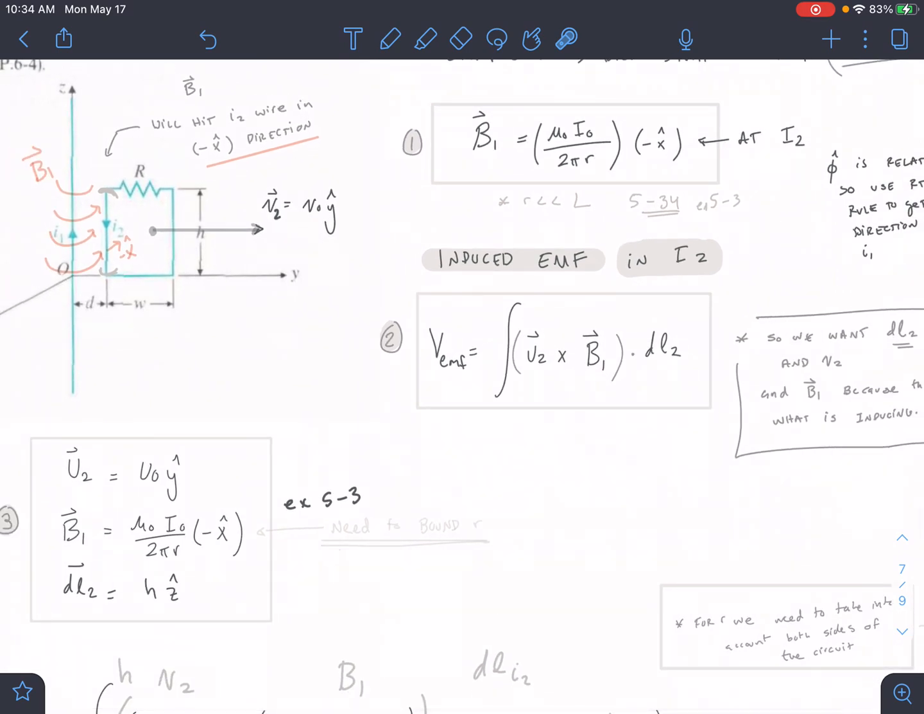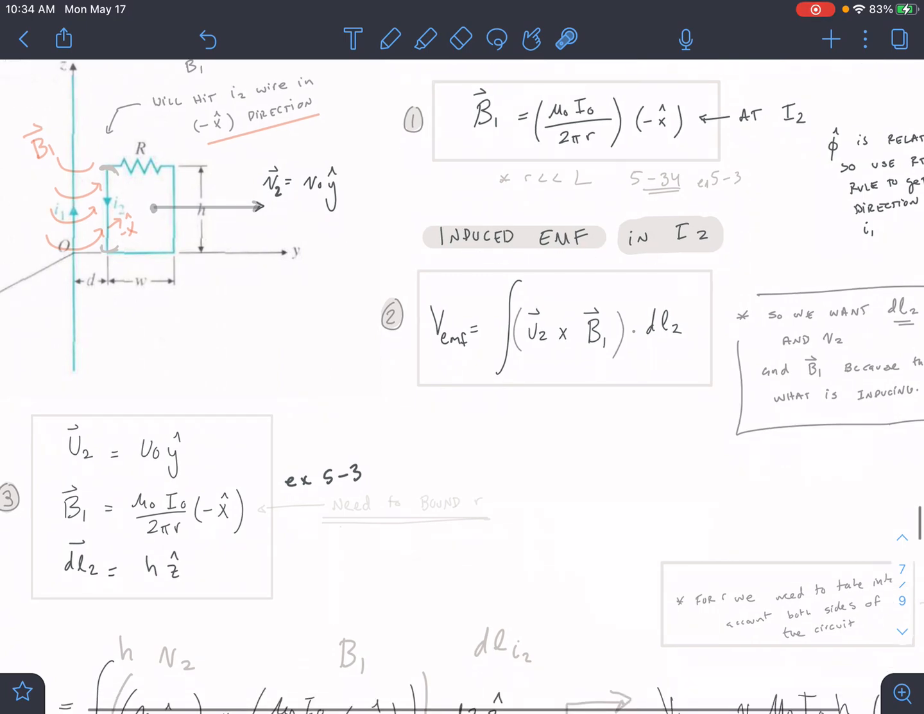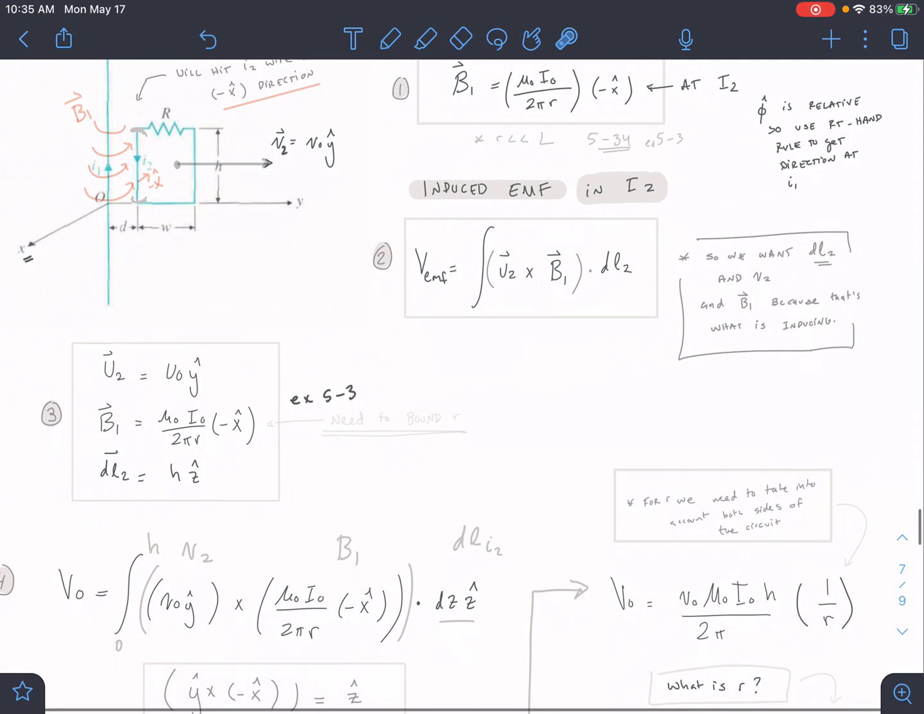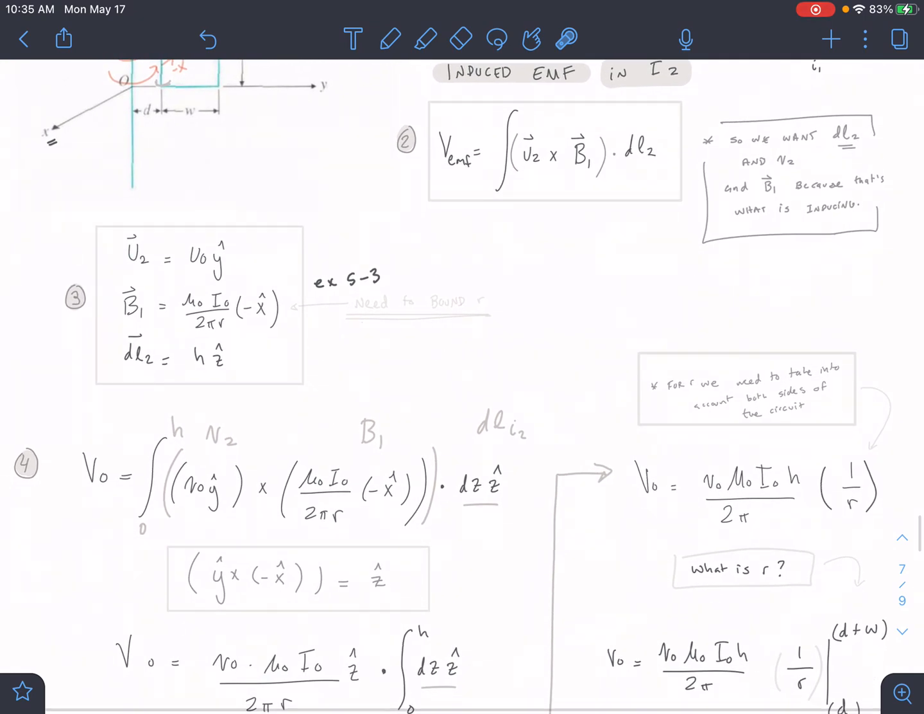Okay, so we have our B1, and now to find the total induced EMF in I2, we're going to take the velocity of this loop, right? Because this loop is moving away. We're taking the velocity of the loop, so V2, which is the second loop, crossed with our B1, so our B field coming from this wire, and then we're going to dot it with dL2, and dL2 is the length from here to here across I2. So just looking at the piece of wire close to the inducing current. Okay, so now we're just going to plug in our variables here. So I wrote them out here.